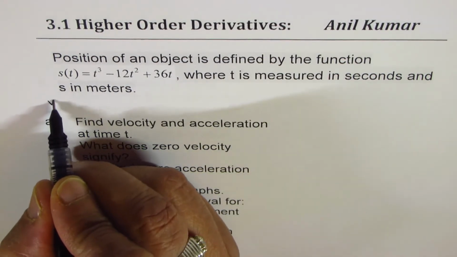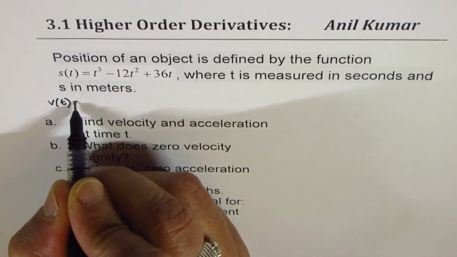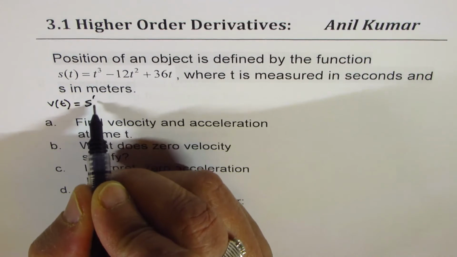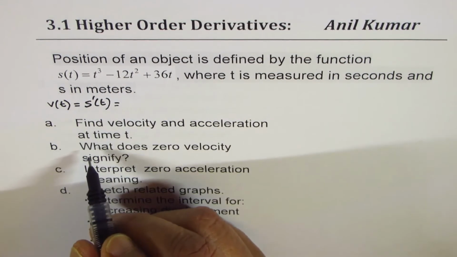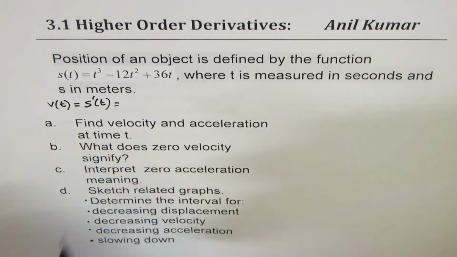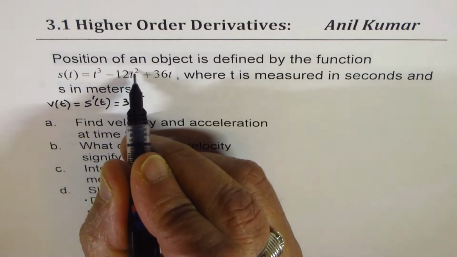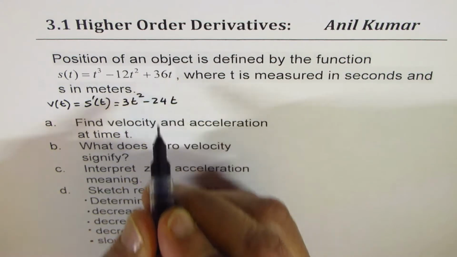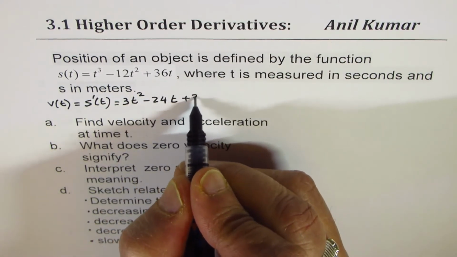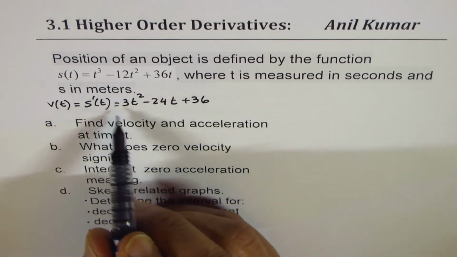As you know, velocity as a function of time is the rate of change of position, right? So let's find the derivative of the position function itself, which, applying the power rule, is 3t squared minus 24t, plus 36, correct. So that becomes the velocity. You could actually factor this.